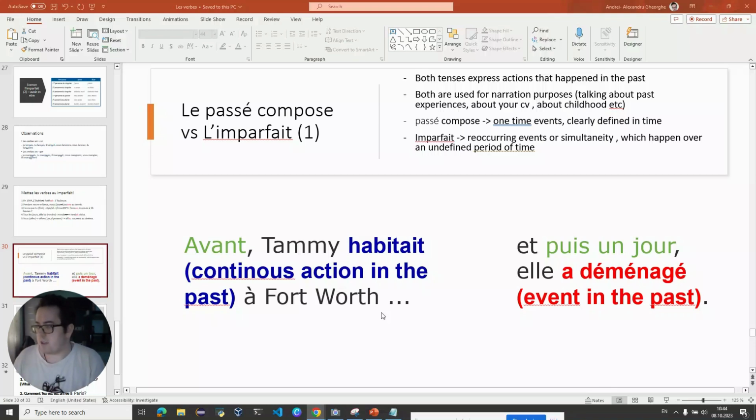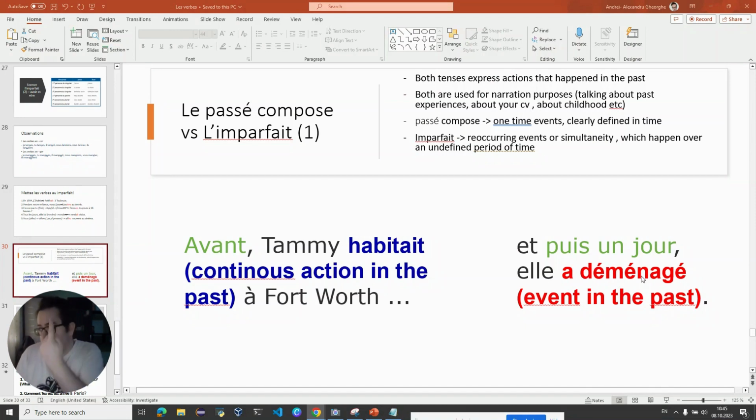Take an example over here. Avant, Tammy habitait à Fort Worth, et puis un jour, elle a déménagé. We see over here in blue that we used the imperfect tense. Tammy was living in Fort Worth, and then one day she moved. Et puis un jour, elle a déménagé. So we know that she used to be living there for a period of time we don't know from when to when. We know that it happened somewhere in the past.